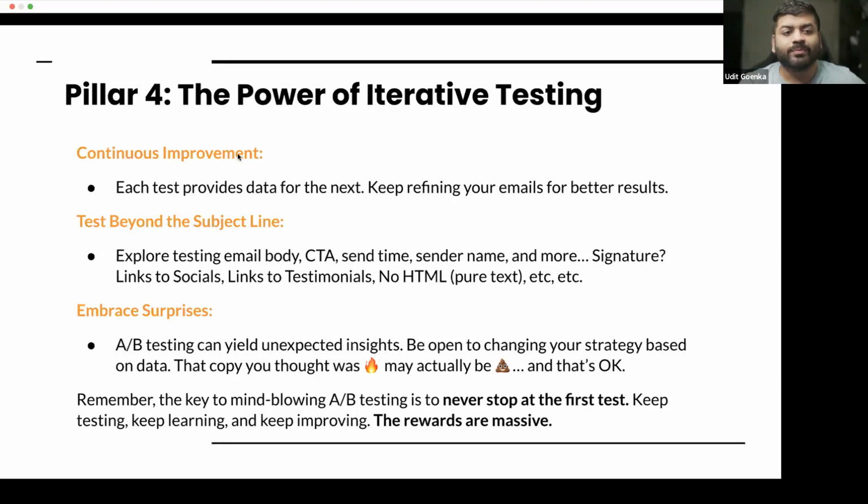So continuous improvement, that's the first point. Each test provides data for the next. Keep refining your email for better results. Second, test beyond the subject line. Many times people often just test the subject line, test the signature. Maybe, who knows, adding something as simple as your LinkedIn URL can significantly improve your response rate, right? Because it's able to build trust. Add probably a phone number in your signature. This can significantly improve your response rate. Again, you will have to test to see this, right?